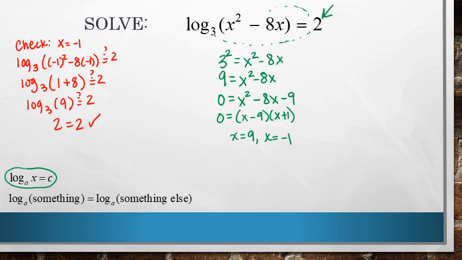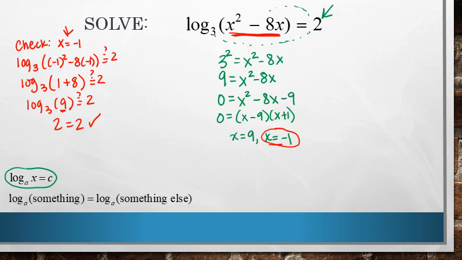2. So that checks. So even though our answer is a negative value, this x equals negative 1, it actually worked out because, again, the domain of a logarithm is whatever you're taking the logarithm of has to be greater than 0. So when I substituted in this negative 1, that argument became 9, which is a positive number.